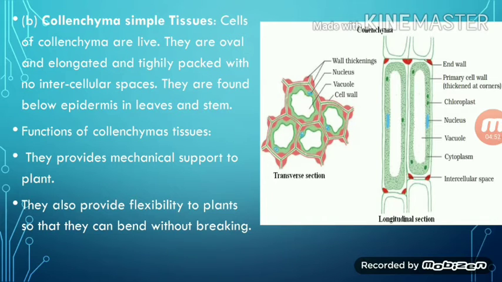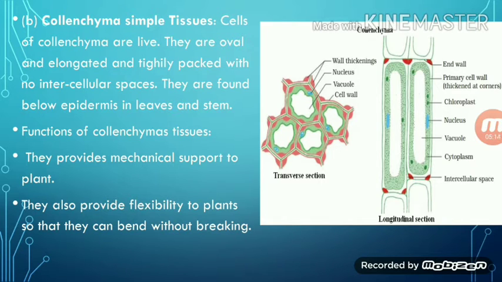So functions. They provide mechanical support to the plant. Collenchyma tissue provides mechanical support to the plants. They also provide flexibility to plants so that they can bend without breaking.